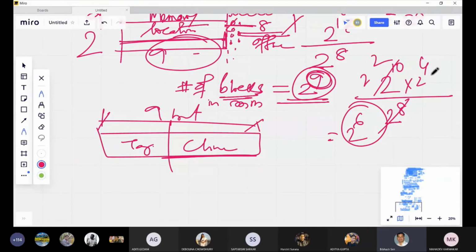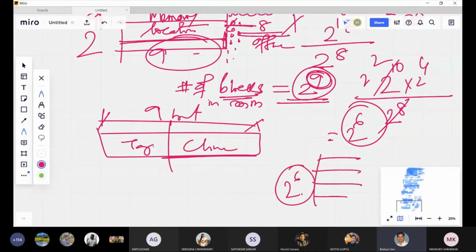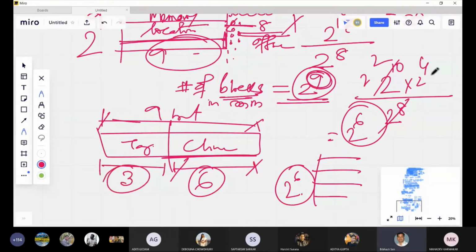Yes, sir. So this is in the cache. Total number of cache lines is 2 to the power 6, so 6 bits are required for the cache. Total 9. What is the tag size? 3. Clear? Clear or not clear? Sir, can you repeat once more?